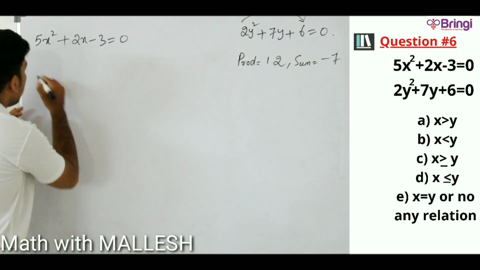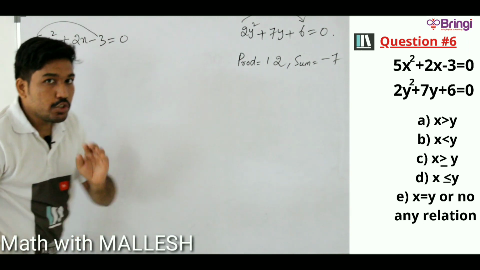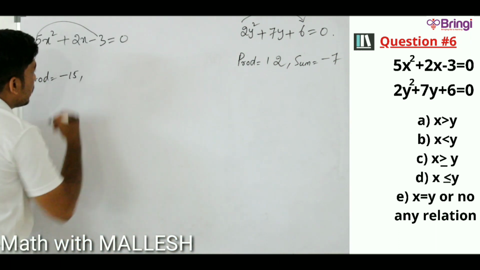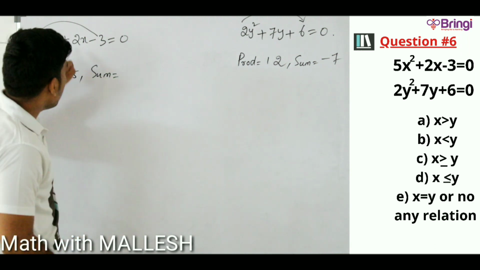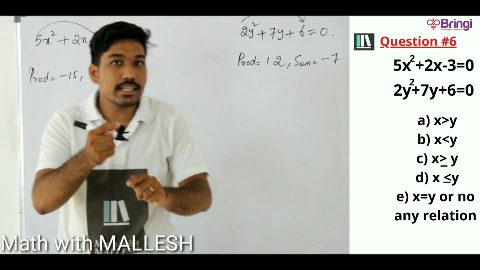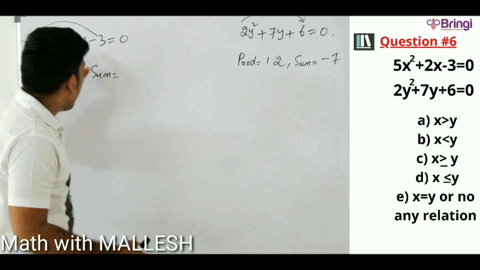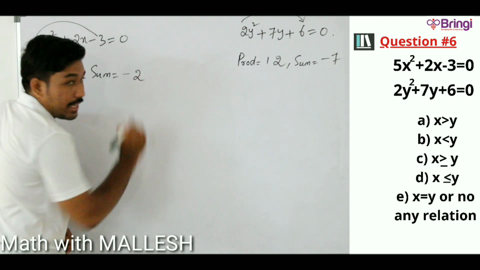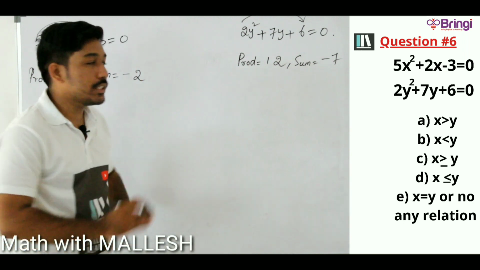Coming to this one, the product is 5 into minus 3. What is 5 into minus 3? Minus 15. And the sum: positive 2 is there, so take negative 2. Here positive 2 is there, I am taking negative 2. Here positive 7 is there, that's why I took negative 7.